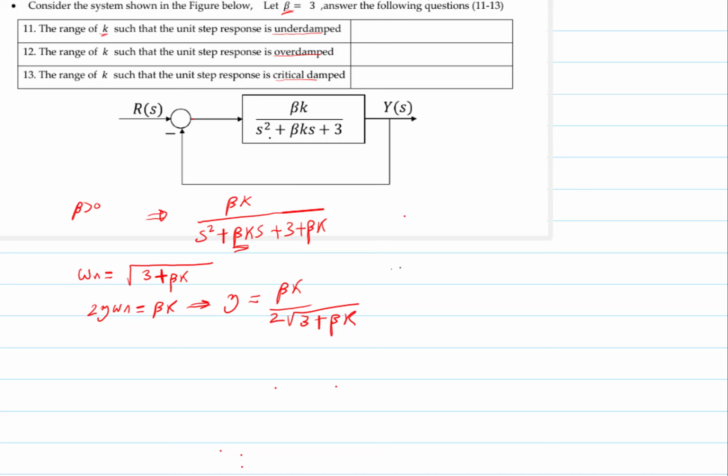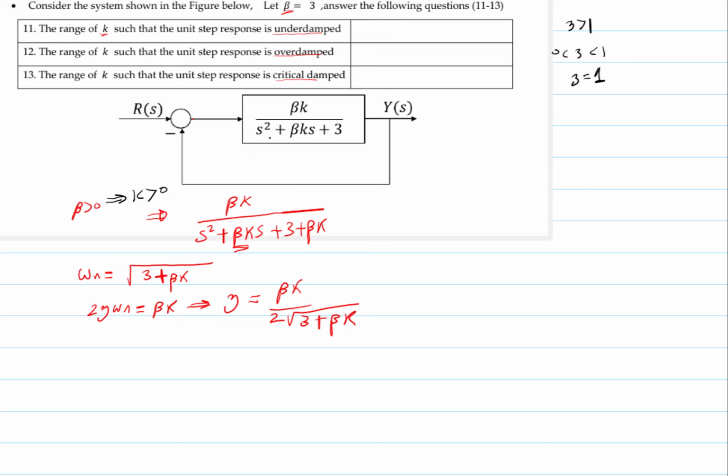Now we know that for the first one we have zeta greater than 1. Here we have zeta less than 1 and greater than 0, and here we have zeta equal to 1. So zeta is positive and omega is positive, which means that if beta is greater than 0, this means that k is greater than 0. And this is also for the stability requirement. The system must be stable, and if we have a response that is critically damped, underdamped, or overdamped, this means that the system is stable.